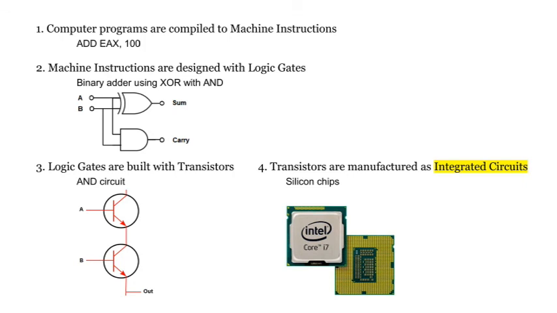Finally, we saw how billions of transistors can be manufactured on a single integrated circuit or silicon chip in a semiconductor fabrication plant. That completes our explanation of the hardware side of computers. You now have the basic information to be able to design and build your own computer.